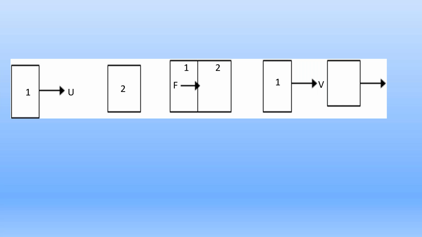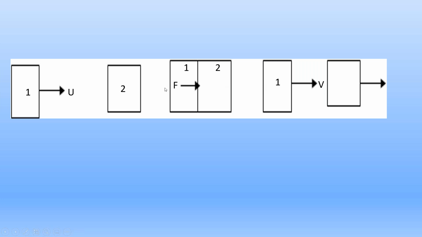So check the diagram. The first body moving with initial velocity u hits the second body. At the time of impact, the first body applies the force F on the second body. After the impact, the first body moves with final velocity v. So concentrate on the first body. The first body moving with velocity u impacts the second body. At the time of impact, the first body applies the force F on the second body. After the impact, the first body moves with final velocity v.